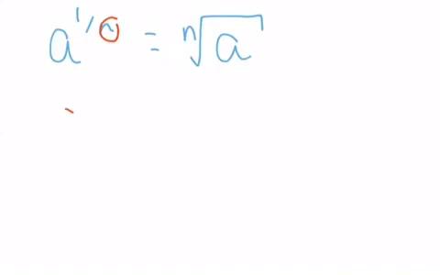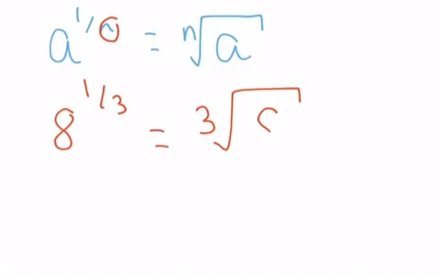I'll give you an example. If the question was 8 to the power of a third, in this case a is 8 and your n is 3. Our answer here would be the nth root of a. So n is 3, so it would be the cube root, and a is 8, the cube root of 8, and that is 2. So that's the rule.